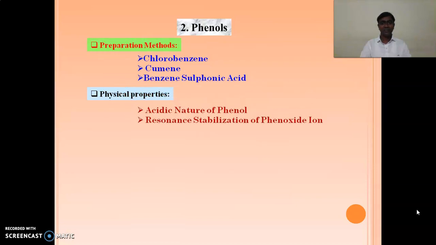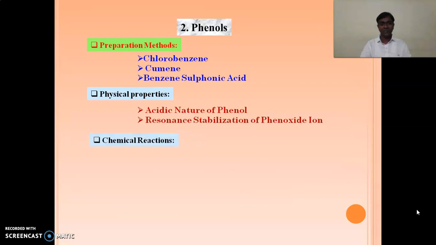In the next point, we have to study the acidic nature of phenol and resonance stabilization of the phenoxide ion. Here, the phenol has an OH group, and by the donation of that hydrogen, it forms the phenoxide ion. If it donates a proton, hence it is acidic in nature, and after donating hydrogen, there is a formation of O negative charge on the phenoxide ion, and that O negative charge delocalizes on the aromatic ring of phenol. Hence, that resonance stabilization we also have to discuss here.